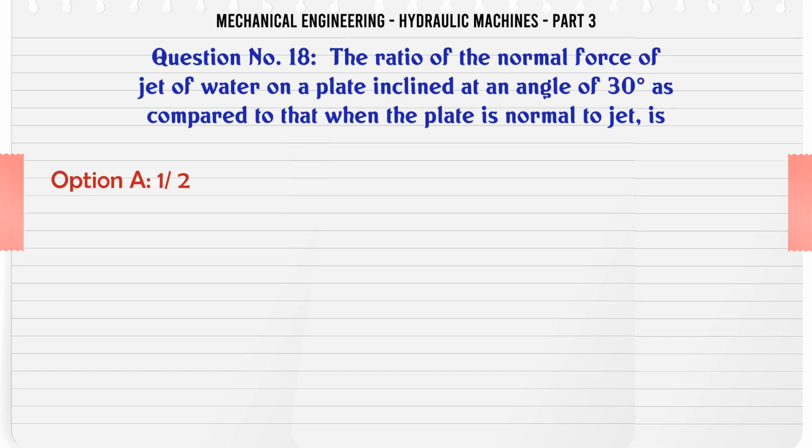The ratio of the normal force of jet of water on a plate inclined at an angle of 30° as compared to that when the plate is normal to jet is: A. 1:2, B. 1:2, C. 1, D. 2. The correct answer is 1:2.